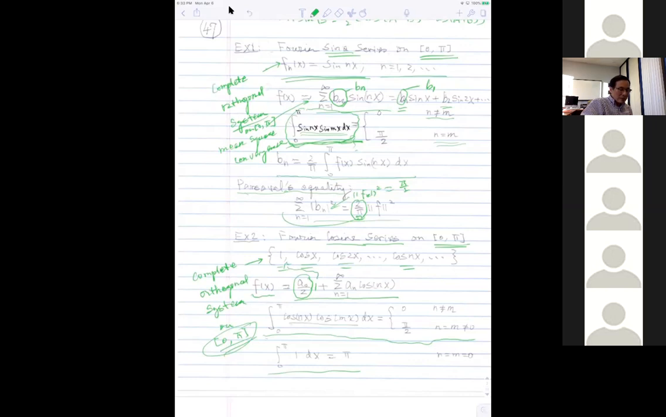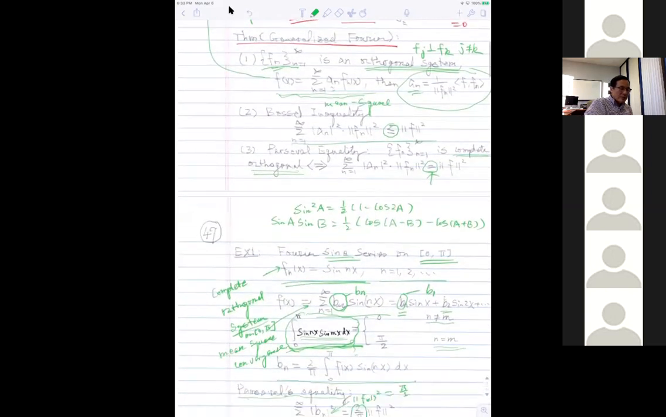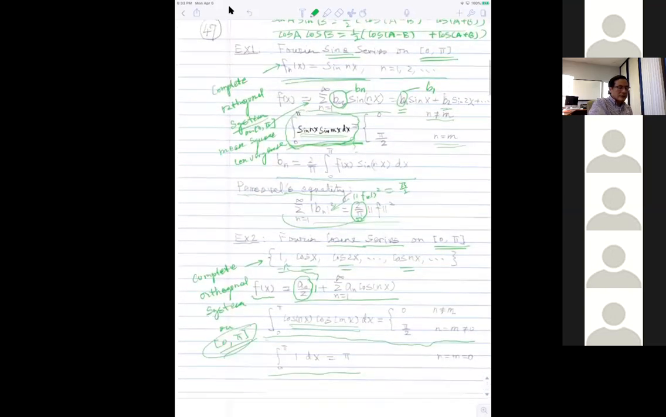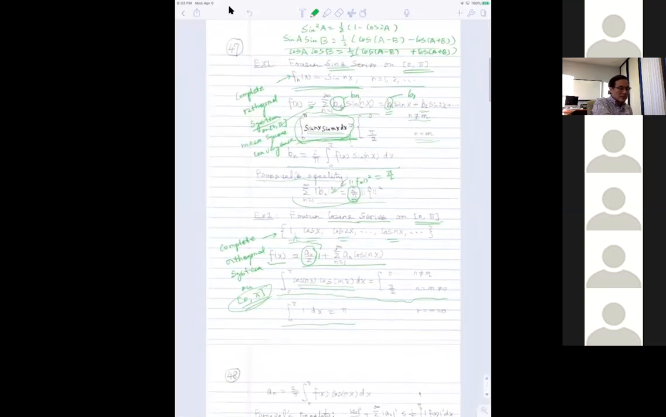Again, to evaluate this integral, we use a formula similar to what we have here. But in this case, we have cosine A cosine B equals 1/2, the same thing but with a plus sign. So you have cosine(A minus B) plus cosine(A plus B). This is the formula that we use to evaluate this integral.